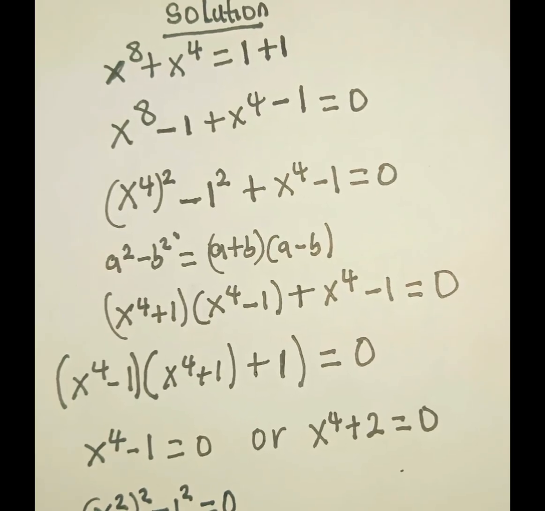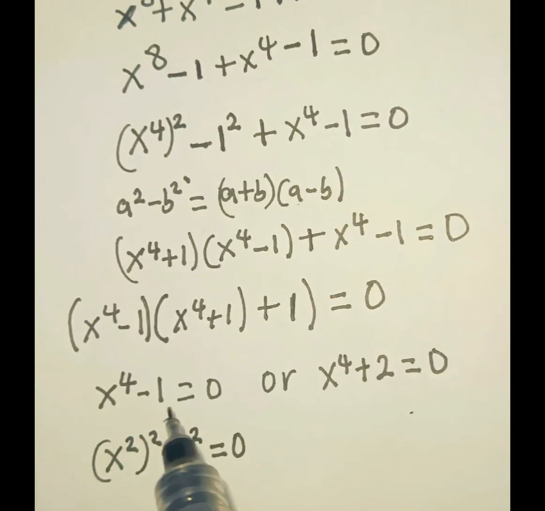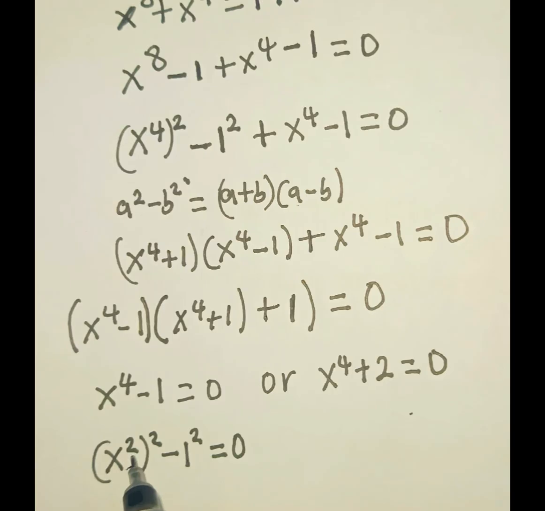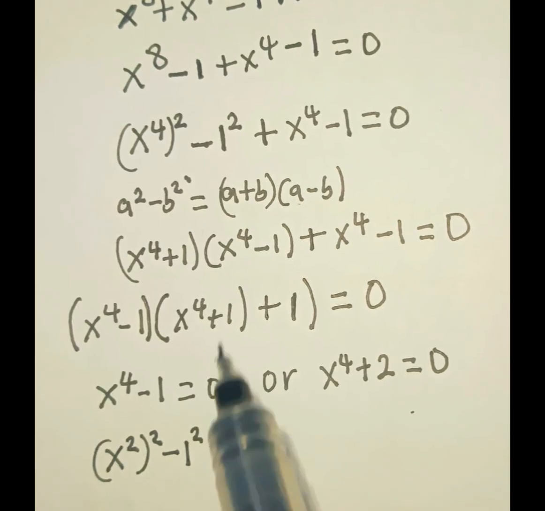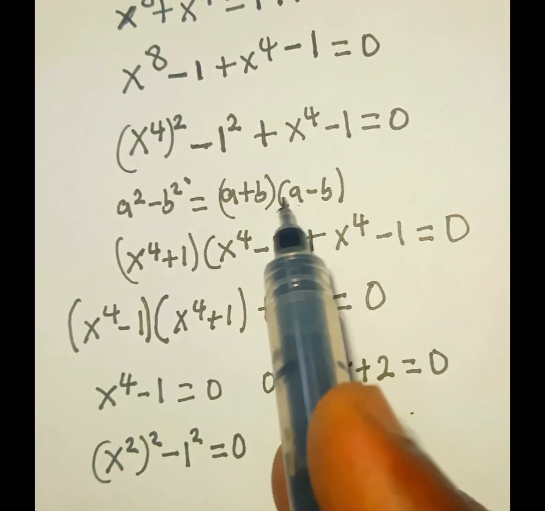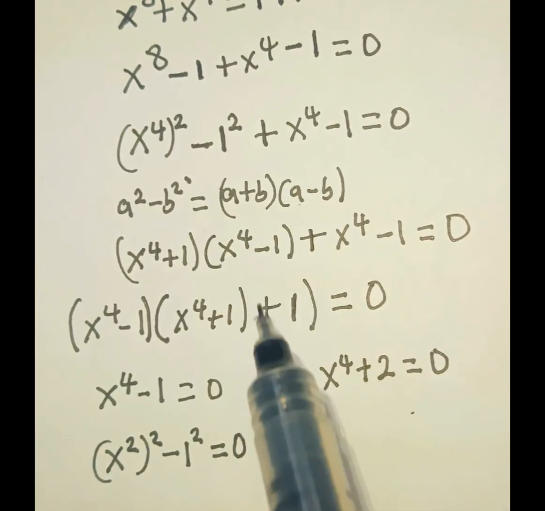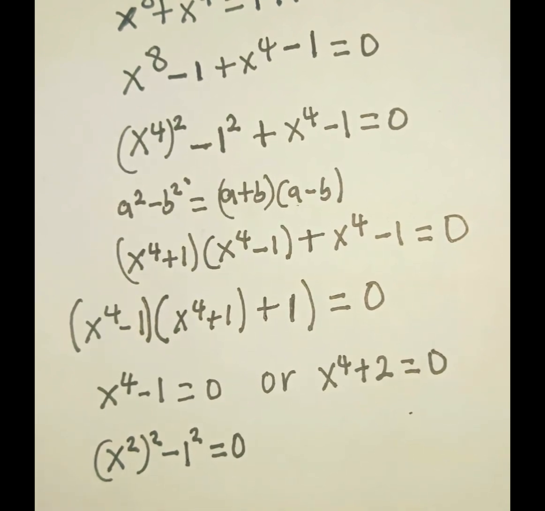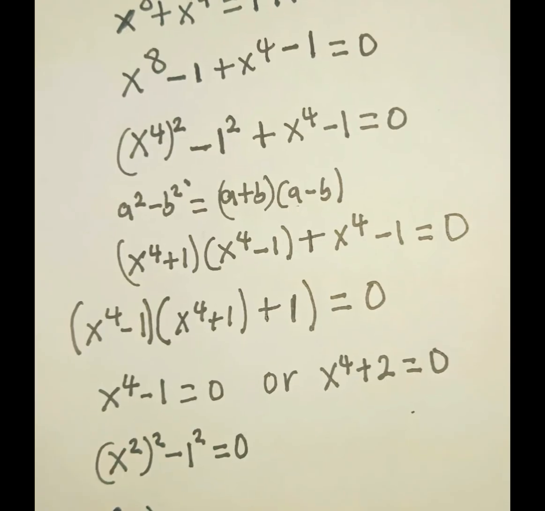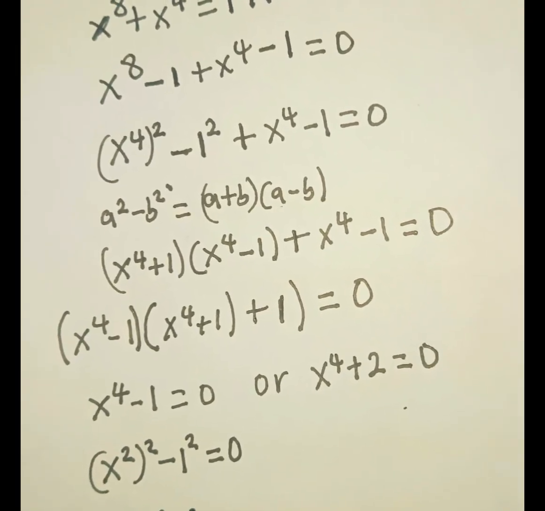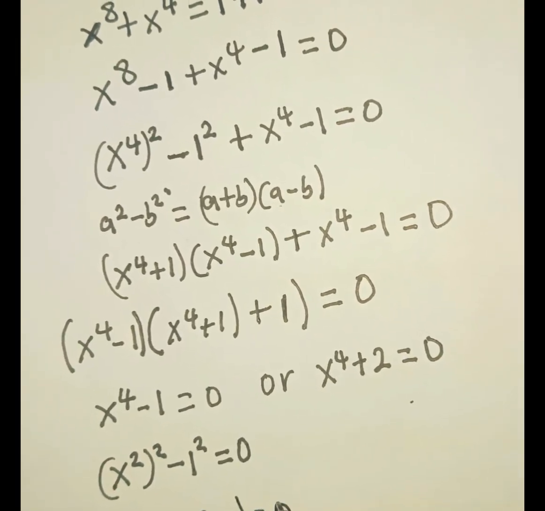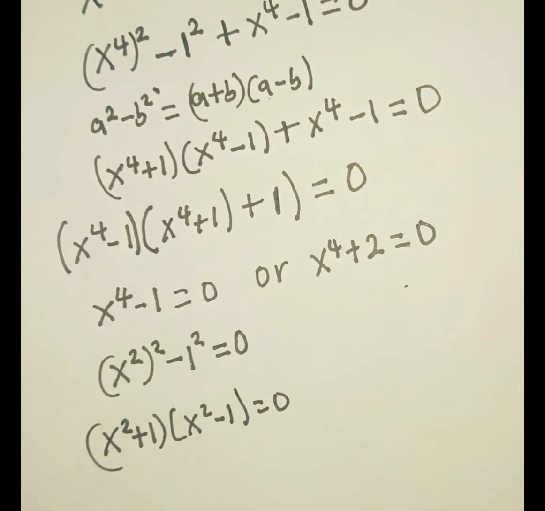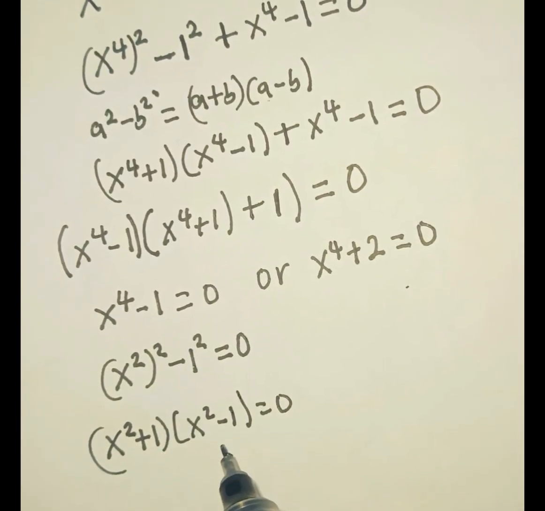Now we have another difference of two squares again, because this one squared is the same as this one, then x to the power 2 all to the power 2 is the same as x to the power 4. So now if you look at here, we simplify this to be in this form. We're going to rewrite this in this form, where a represents x squared and b represents 1. So this can also be simplified as what? x squared plus 1, then multiplied by x squared minus 1, which is going to be equal to 0. So this is the simplification of this expression.